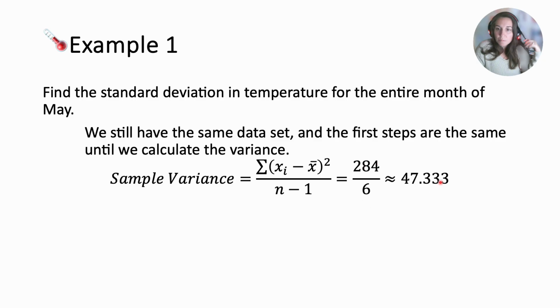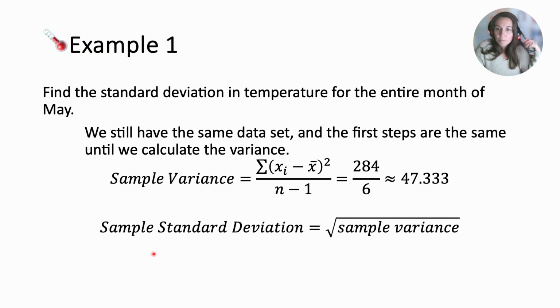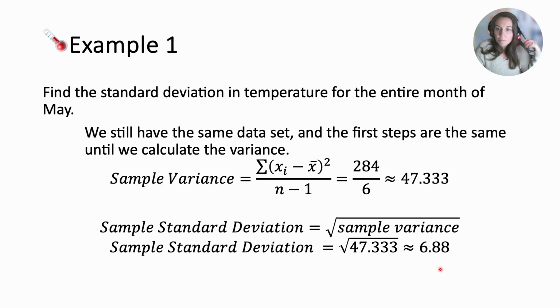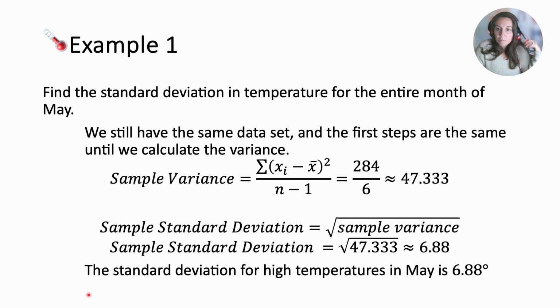And when we do that, notice we get 47.33, which is slightly higher than what we computed when we computed this as a population. And so our sample standard deviation will be the square root of the sample variance, which gives us 6.88 degrees. So the sample standard deviation for high temperatures in May is now 6.88 degrees. Again, a little bit higher than what we calculated when we got the population.